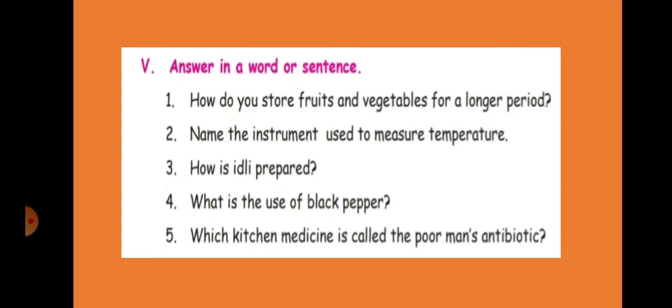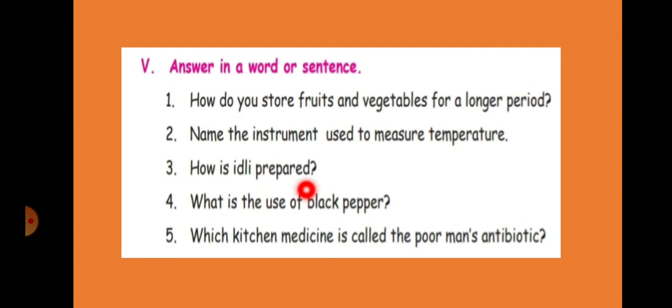Okay. The next one is question and answers. These are all one word answers. Already I have sent you on WhatsApp, but I want to read these. Just listen. How do you store fruits and vegetables for a longer period? We'll store in the refrigerator, right? Right. Name the instrument used to measure temperature. It is thermometer.